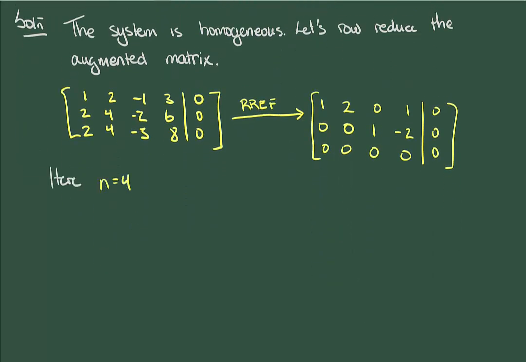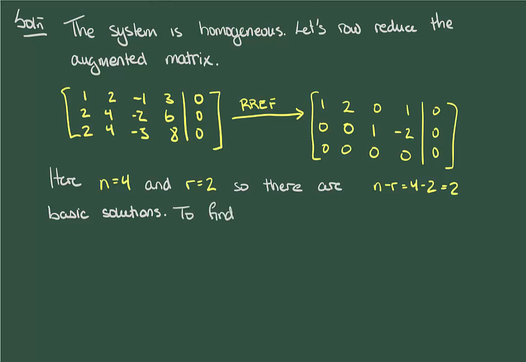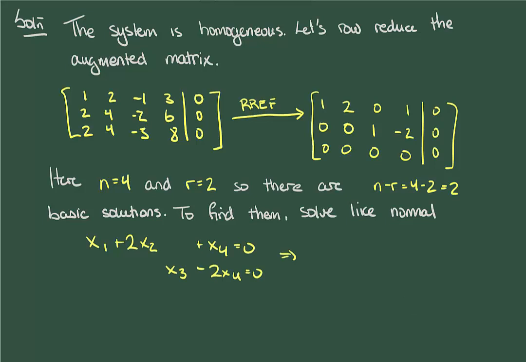Now, there are n equals 4 columns, that's 1 for each variable, and the rank of the system is 2, so there should be 4 minus 2 equals 2 basic solutions. This again corresponds to 1 for each parameter, and we'll see why that's true in a second. Let's solve this system like we normally would. We're going to write out our new simplified system that's given by the RREF form. If we isolate for x1 and x3 and rewrite our solutions in terms of the parameters, we get this.